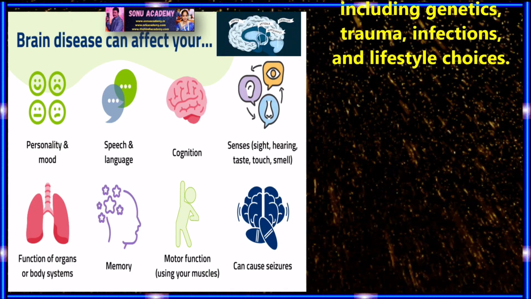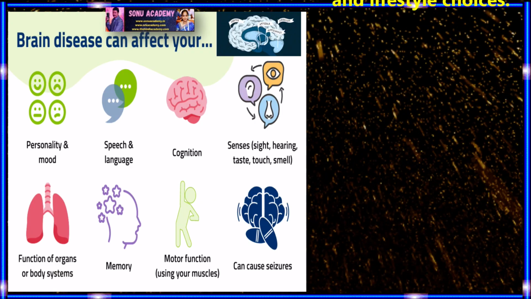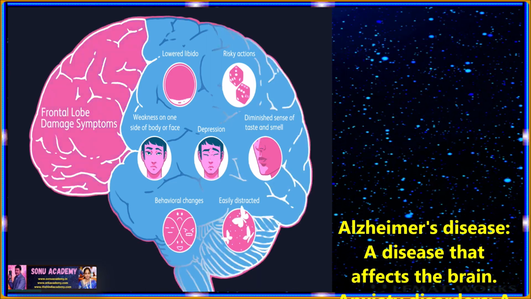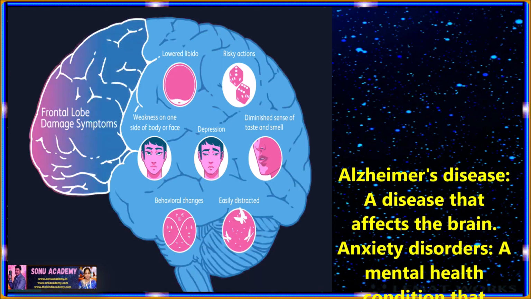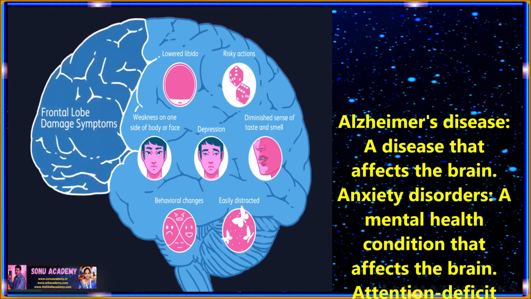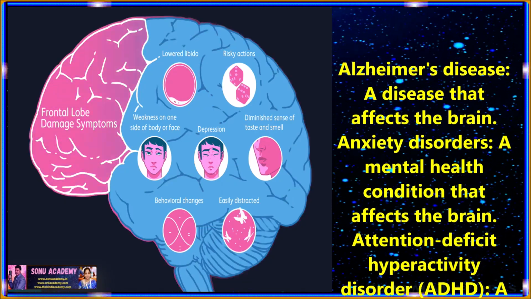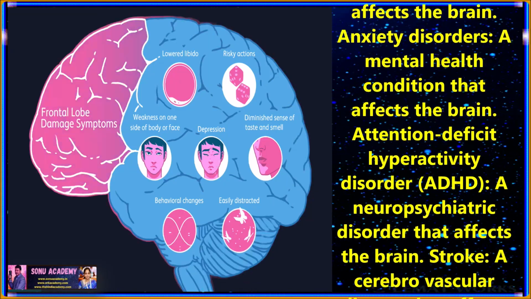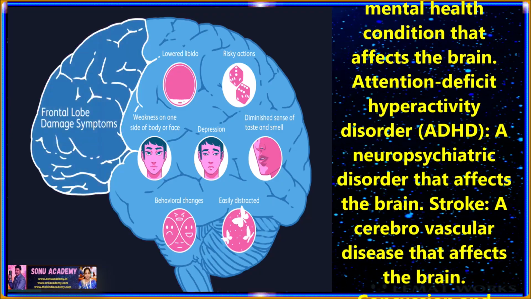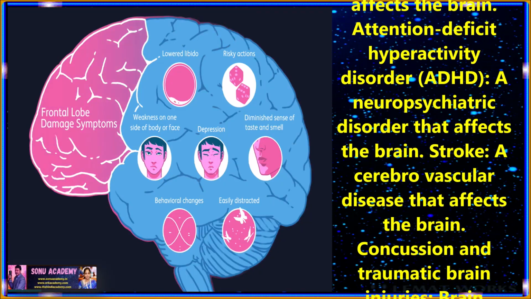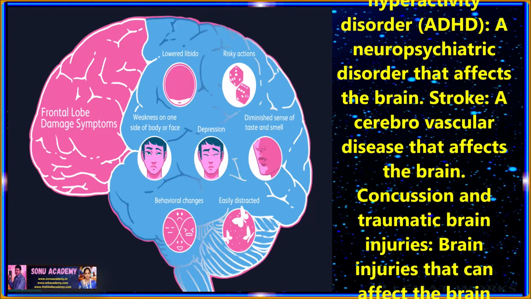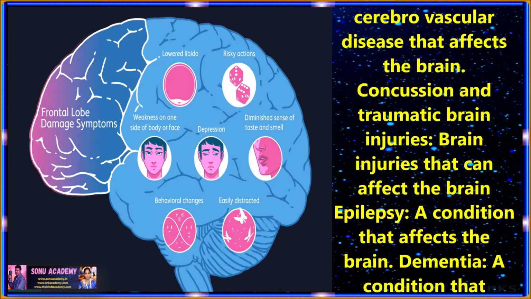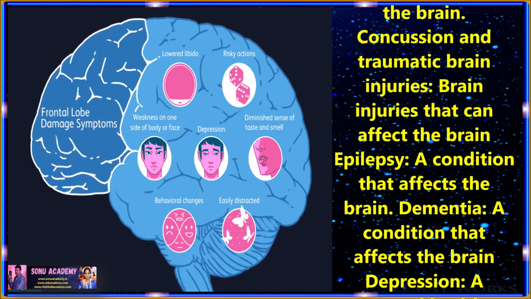Children, now let us discuss the types of disorders of the cerebrum. Alzheimer's disease, a disease that affects the brain. Anxiety disorders, a mental health condition that affects the brain. Next one is attention deficit hyperactivity disorder, ADHD, a neuropsychiatric disorder that affects the brain. Stroke, a cerebrovascular disease that affects the brain. The next one is contusion and traumatic brain injuries, brain injuries that can affect the brain. Epilepsy, a condition that affects the brain.